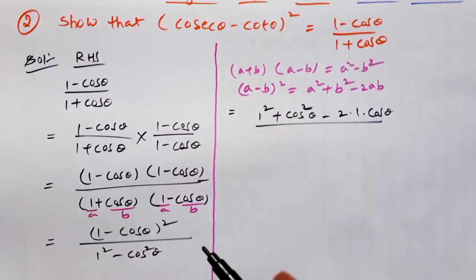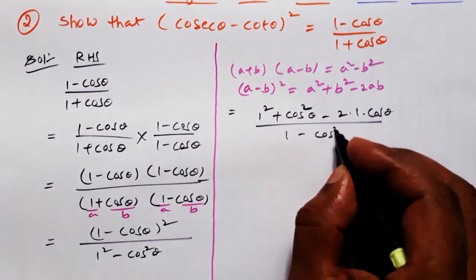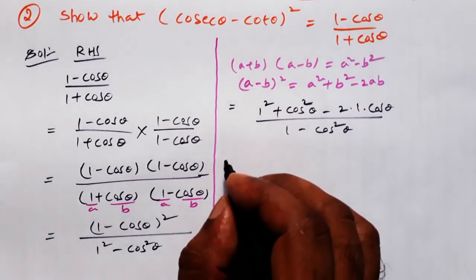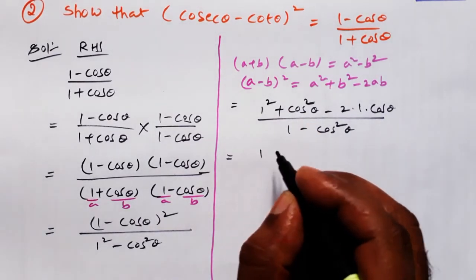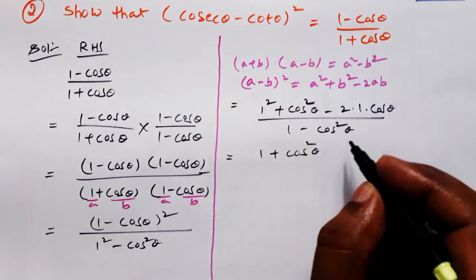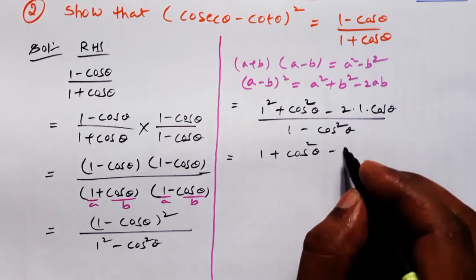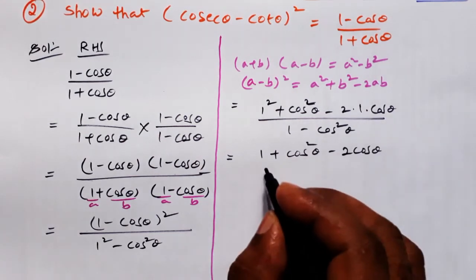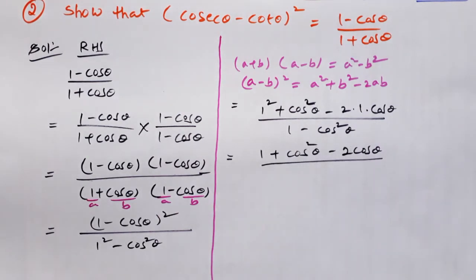In the denominator we have 1 square, no? 1 square means 1, minus cos square theta as it is. Equals to, 1 square means 1, cos square as it is you write, minus 2 into 1 cos theta. So if you multiply we will get 2 cos theta, divided by 1 minus cos square theta, that is one identity.